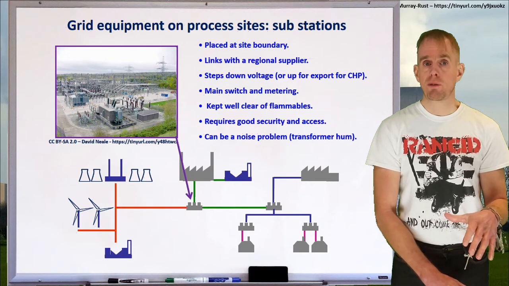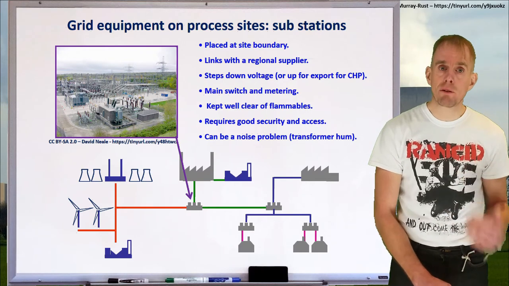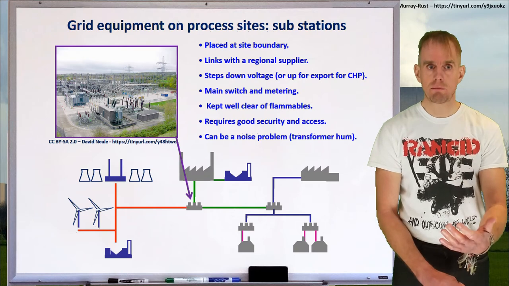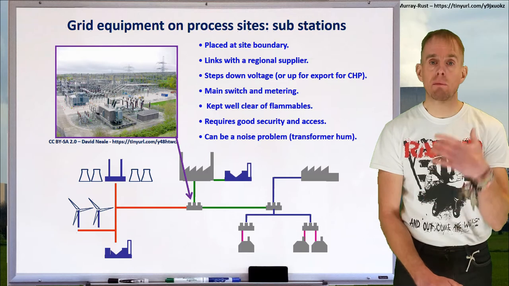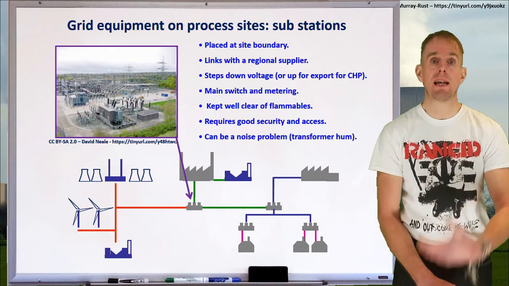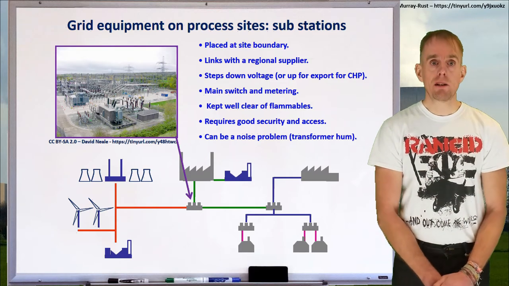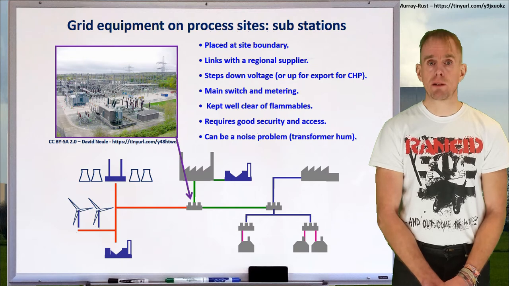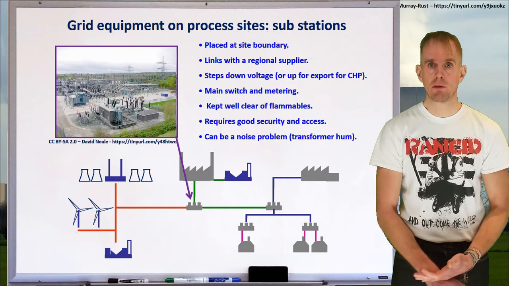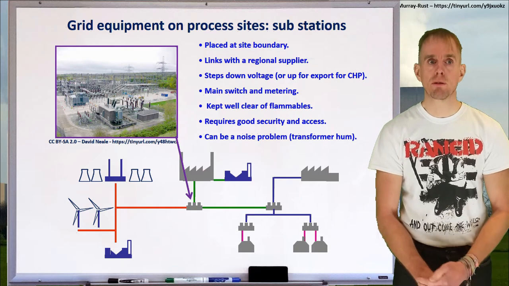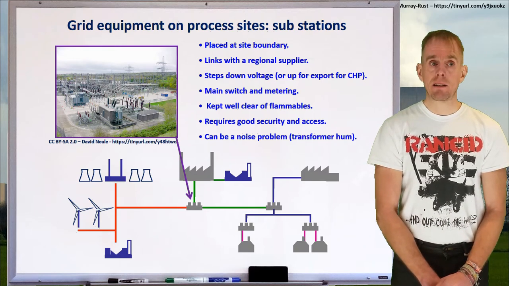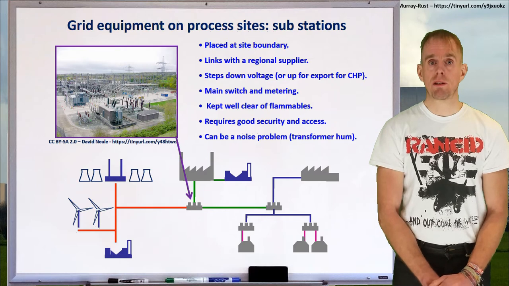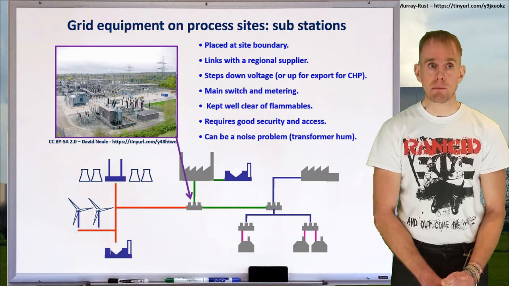So typically you'll find that the grid will be stepped down in voltage into your chemical site, except if you've got a combined heat and power plant and you're exporting power, in which case you'll be stepping up electricity into the grid. You need very good security to these places because they are inherently dangerous areas. You've got maybe 275,000 volt or 400,000 volt rated equipment in there, and you do not want unauthorized access because it's liable to kill people.